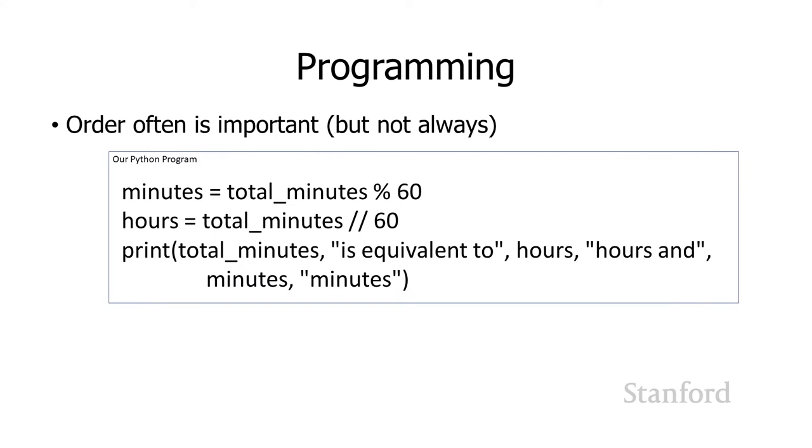So in this particular example, we are converting a total number of minutes to the number of hours and minutes. And actually, in this particular case, the ordering of those first two statements is not important. If I calculate the number of hours first, followed by the minutes, or if I calculate the minutes first, followed by the hours, that can actually go in either order. Whereas that last statement, the print statement, does have to happen after the first two statements occur. So ordering is often important, but not always important.